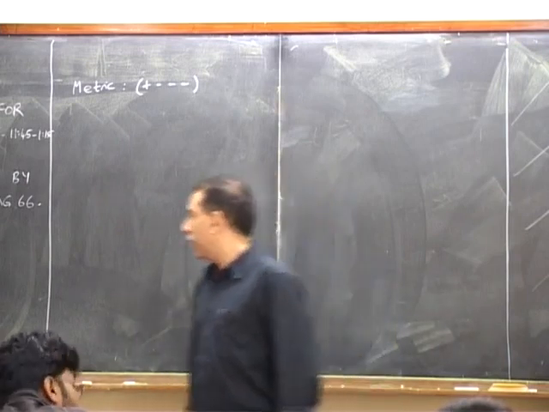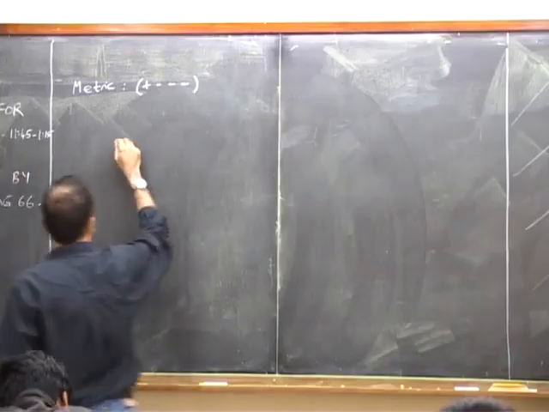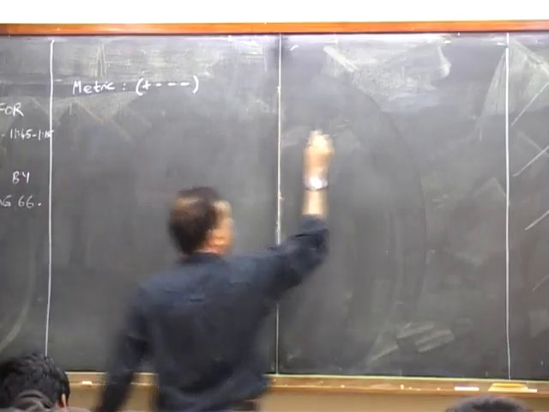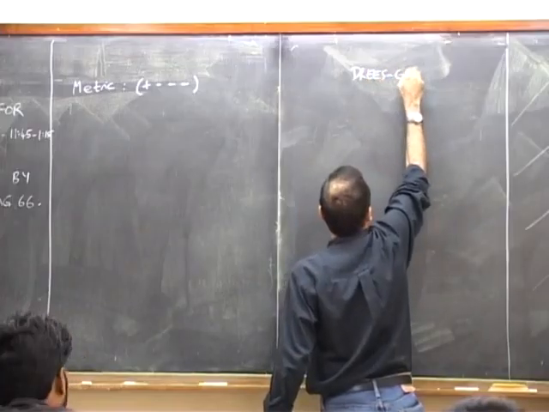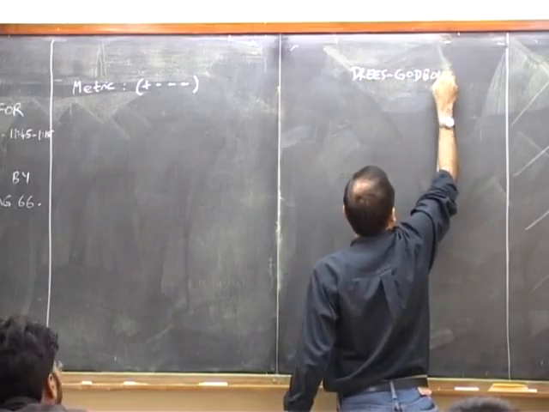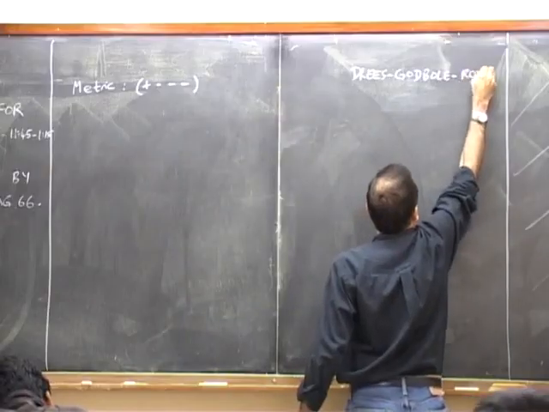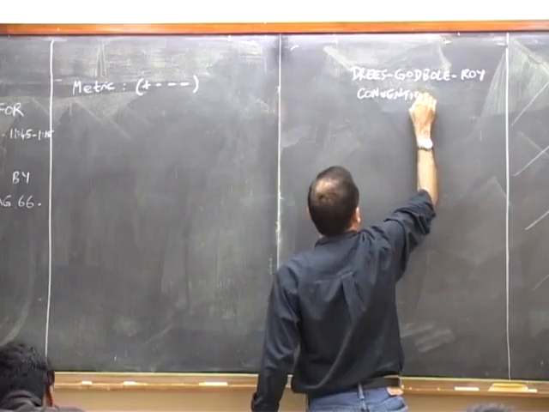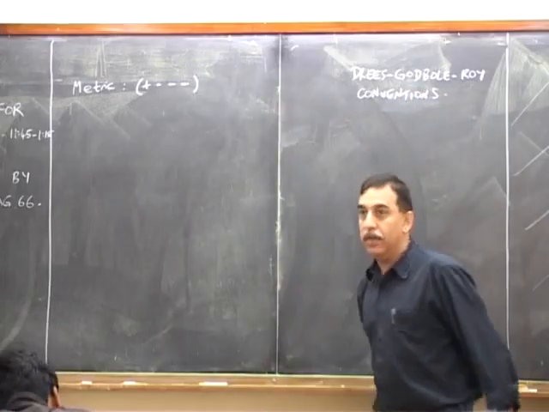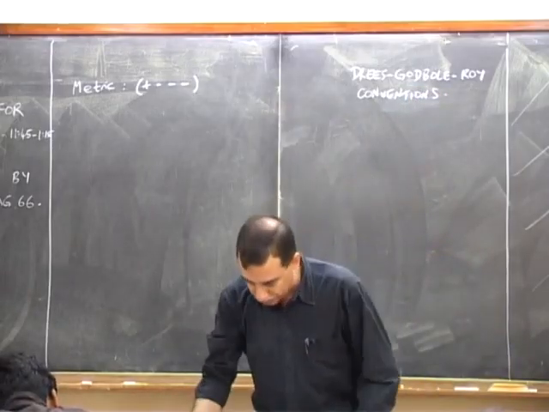In fact, Drees, Godbole, Roy is the book that I'll be trying to stick to as far as conventions are concerned. And they have taken most of their conventions from Weinberger.